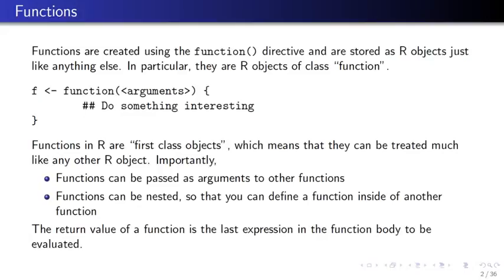So one nice thing about R is that functions are considered what are called first-class objects. So you can treat a function just like you can treat pretty much any other R object. So importantly, this means that you can pass functions as arguments to other functions. This is actually a very useful feature in statistics. And also functions can be nested, so you can define a function inside of another function. And we'll see what the implications of this are when we talk about lexical scoping. So the return value of a function is simply the very last R expression in the function body to be evaluated. So there's no special expression for returning something from a function, although there is a function called return, which we'll talk about in a second.